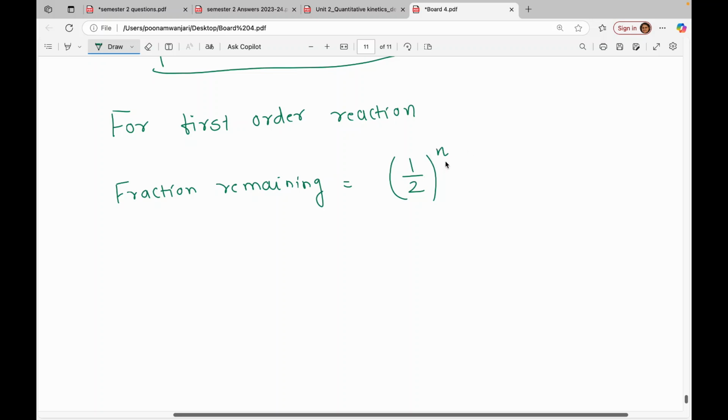So students, here we need to understand what this n is and why we wrote half here. You can note down this formula, where n is equal to the number of half lives. From this number you can calculate the number of half lives for a first order reaction. And what is the meaning of half? Half means, students, that after one half life, half of the original substance remains.